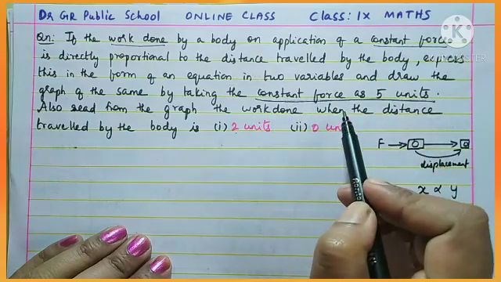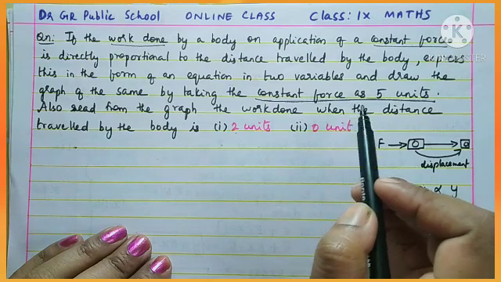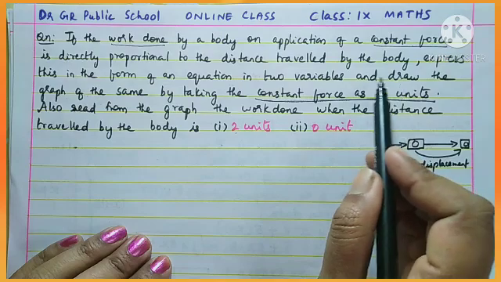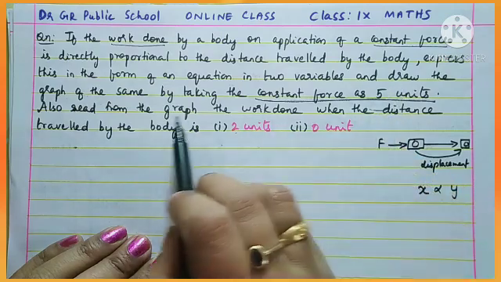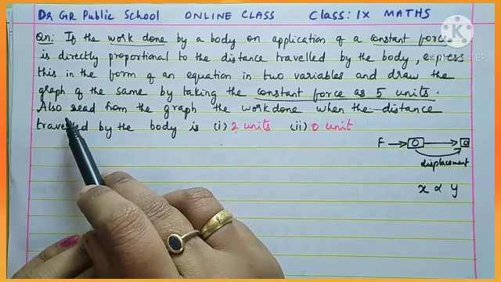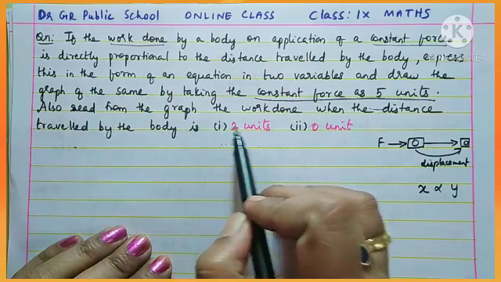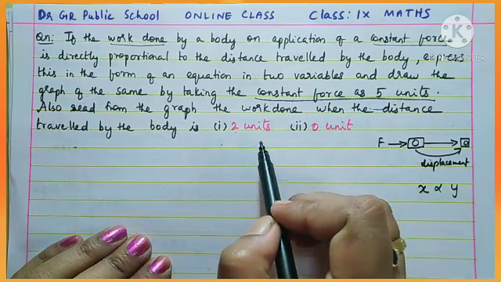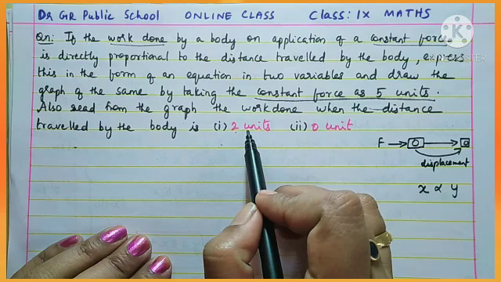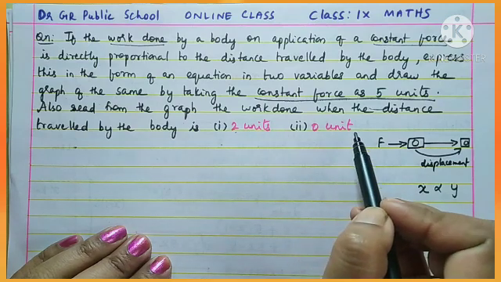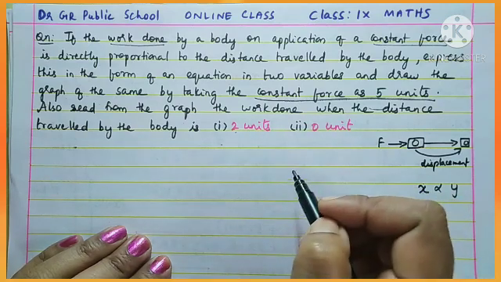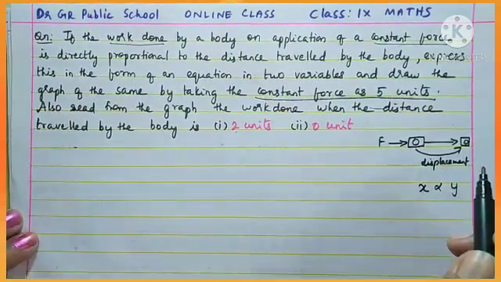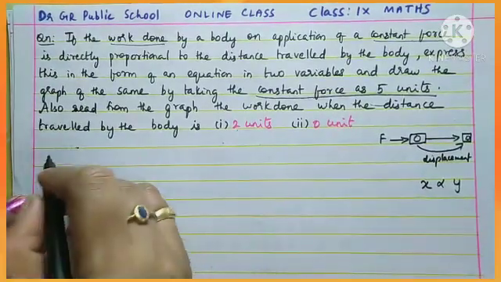So here constant force, the magnitude of the force is not changing. It is how much? 5 units. So for taking force equal to 5 units, we want to form the equation. And after that, also read from the graph. From the graph, you want to find out the work done when the distance traveled. So when the distance is traveled 2 units, what is the work done? When the distance is 0 units, what is the work done? So that after drawing the graph, we need to find out. So this is what the problem. Let us continue with the answer. You will understand. So I am starting the solution.